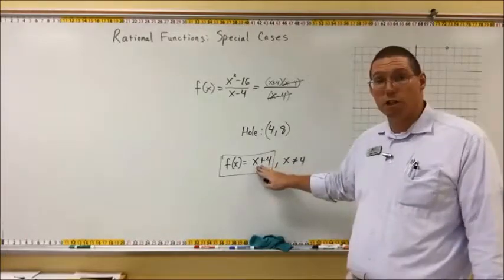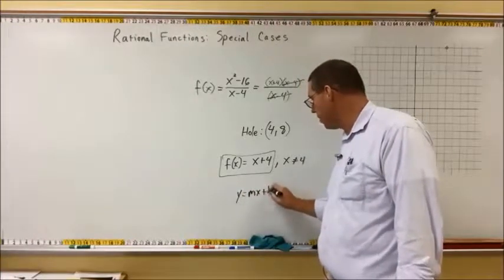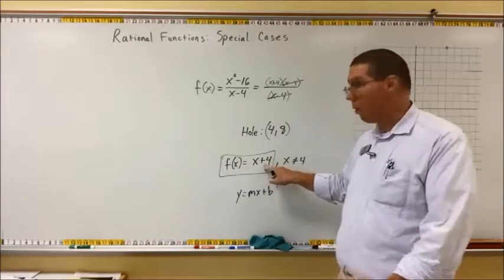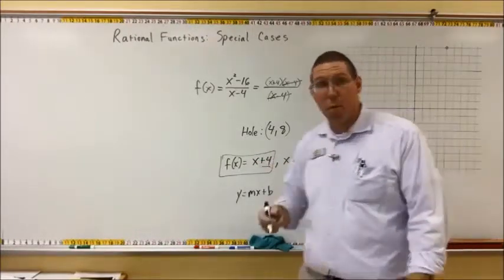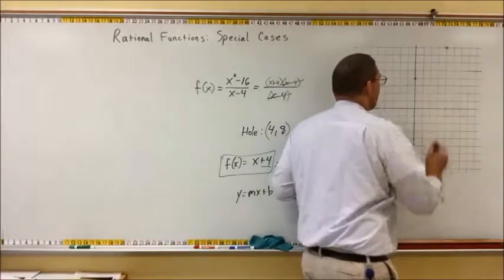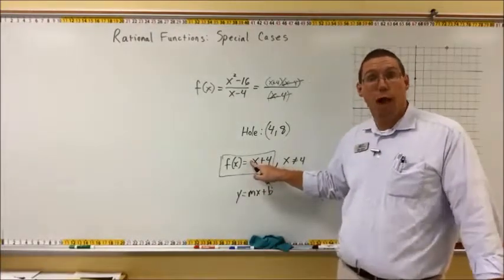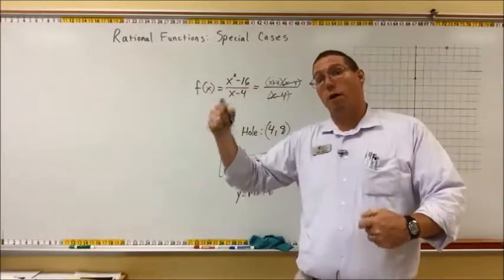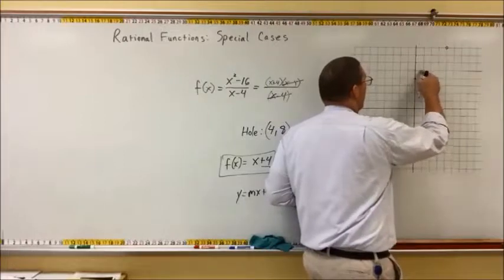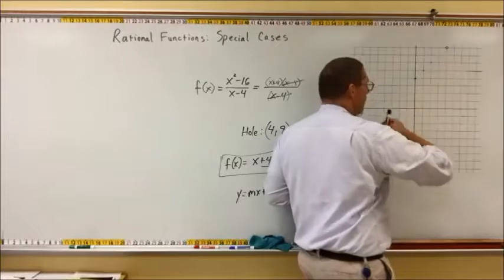Well, this is a linear function. It's in the form y equals mx plus b, where m is 1 and b is positive 4. So the y-intercept is positive 4. So we'll go up 1, 2, 3, 4. Y-intercept is positive 4. And the slope of the line is whatever's in front of the x, which is positive 1. That's up 1 over 1, up 1 over 1. So we're going to go up 1 over 1, up 1 over 1, and we're going to draw a straight line right through there.